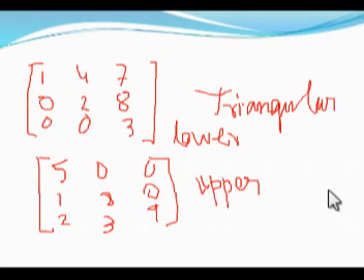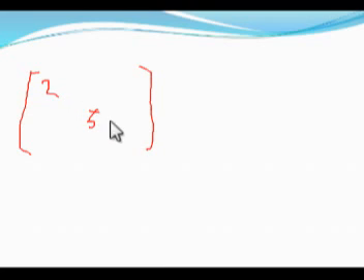So what is a diagonal matrix? A diagonal matrix means the diagonal elements exist and the other elements are equal to 0. Look at this: take 2, 5, 7. The other elements, this is 0, this is 0, this is 0, this is 0, and this is 0. So the diagonal elements exist and no other elements have a value other than 0. Then this is called a diagonal matrix.